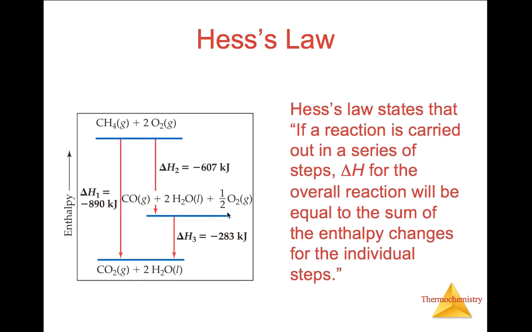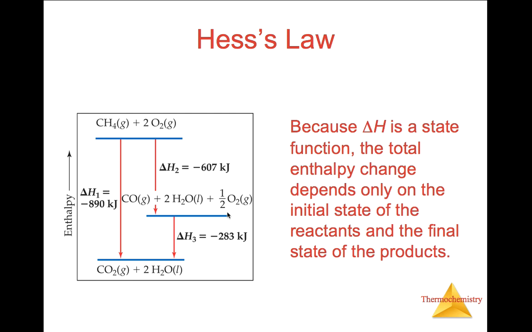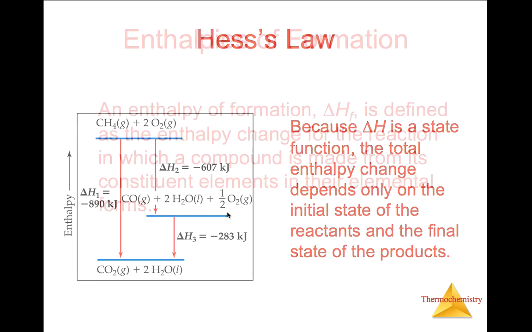Hess's law states that if a reaction is carried out in a series of steps, the enthalpy for the overall reaction will be equal to the sum of the enthalpies for the individual steps. Because enthalpy is a state function, the total enthalpy change depends only on the initial state of the reactants and the final state of the products, not on the pathway it took to get there.